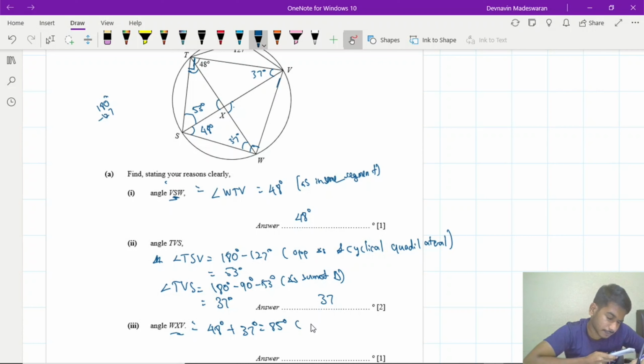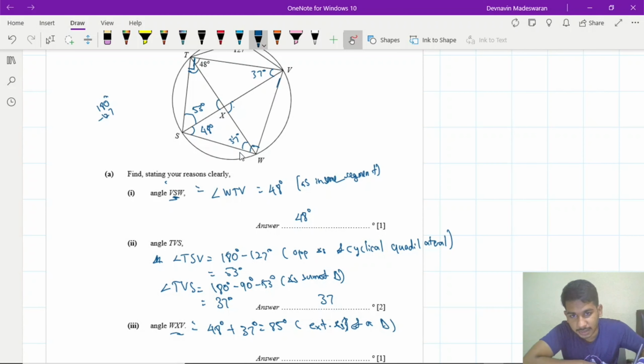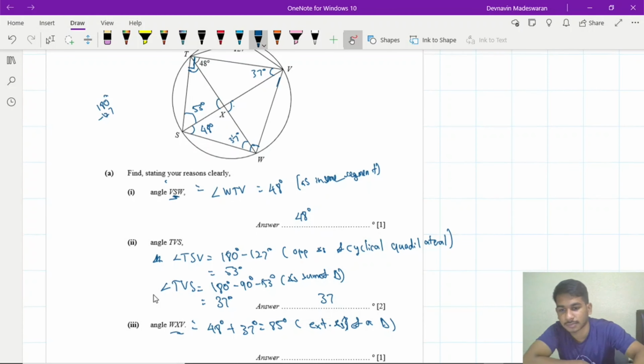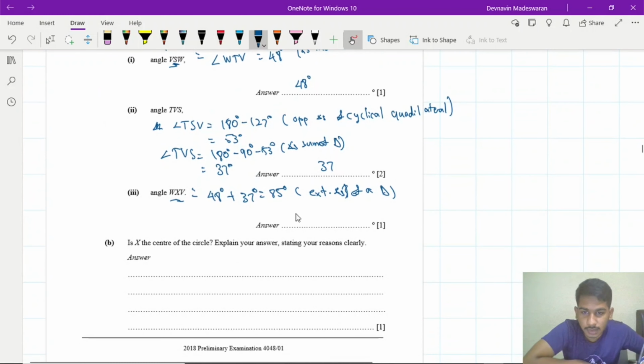I don't know, exterior angles of a triangle. But we need to say this angle reasoning is the same segment, that reasoning. 85 degrees.